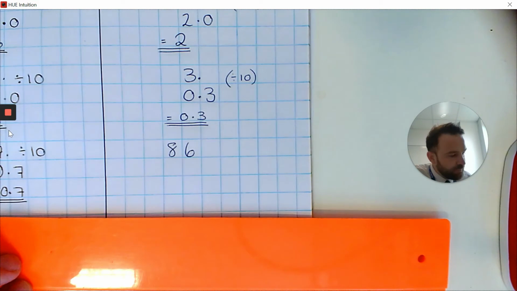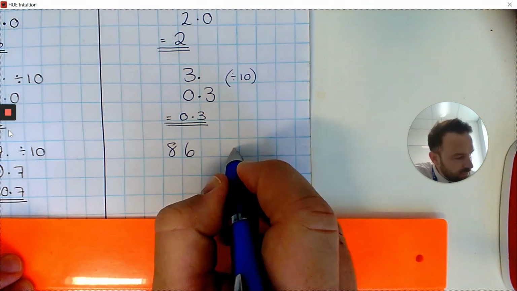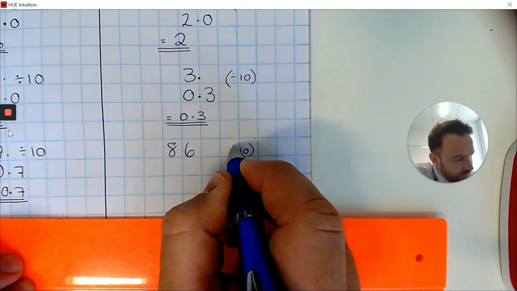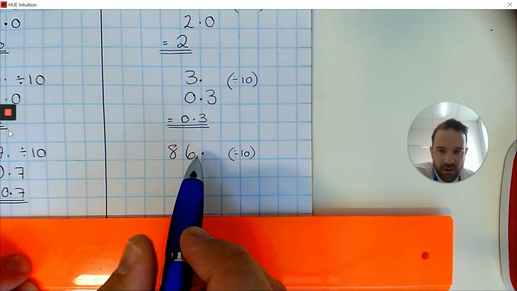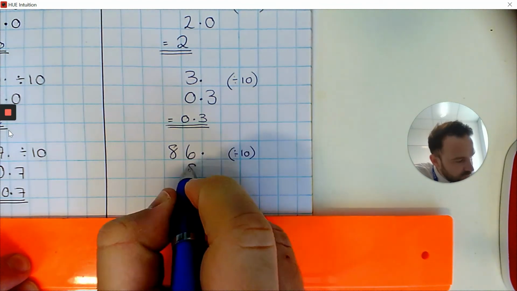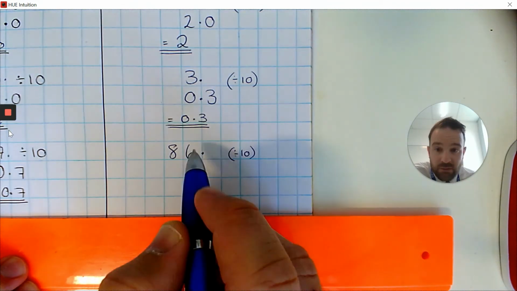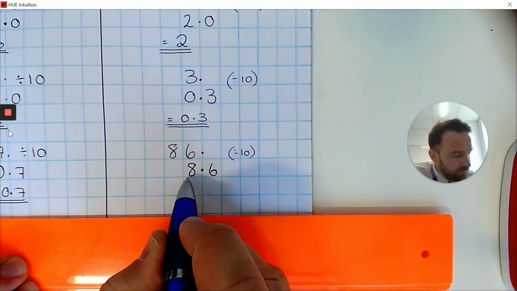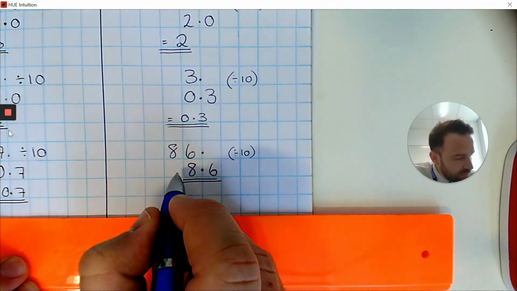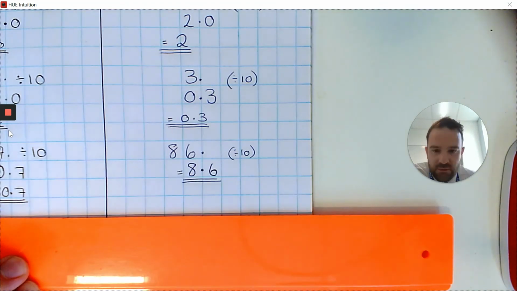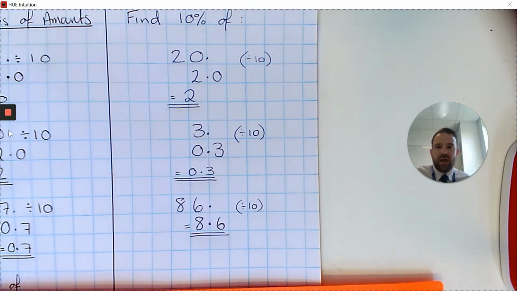Okay, last example, 86. So if I want to find 10% of 86, again, I divide by 10. So there's my decimal point. 86 divided by 10. My 8/10s becomes 8 units. My decimal point is still in the same place. And my 6 units becomes 6/10. Okay, so my answer to 10% of 86 is 8.6. Okay, pause the video now if you'd like to copy any of those examples down.